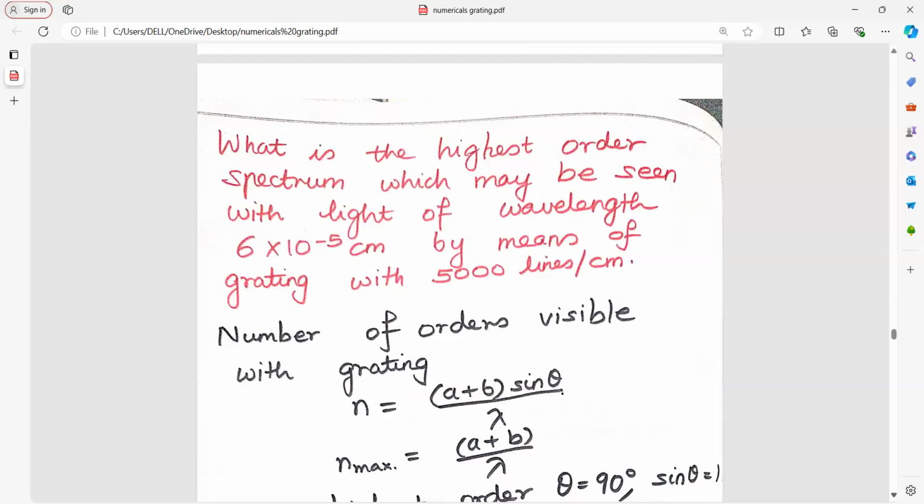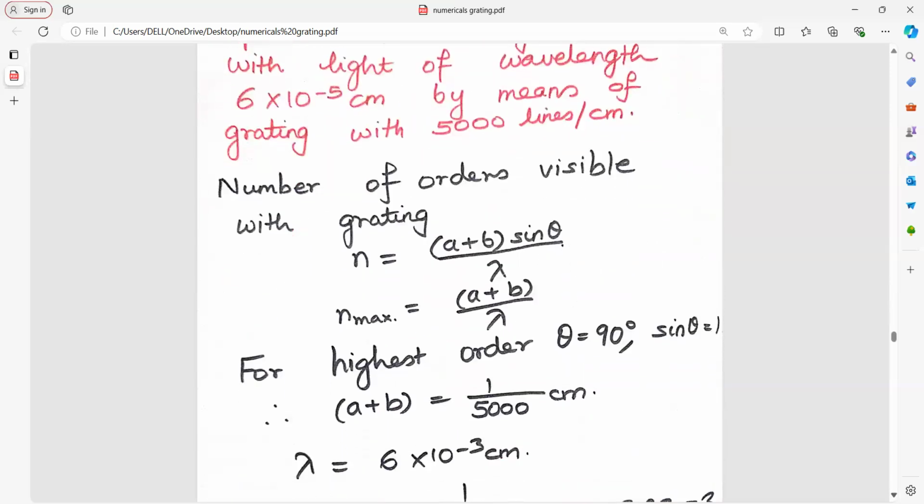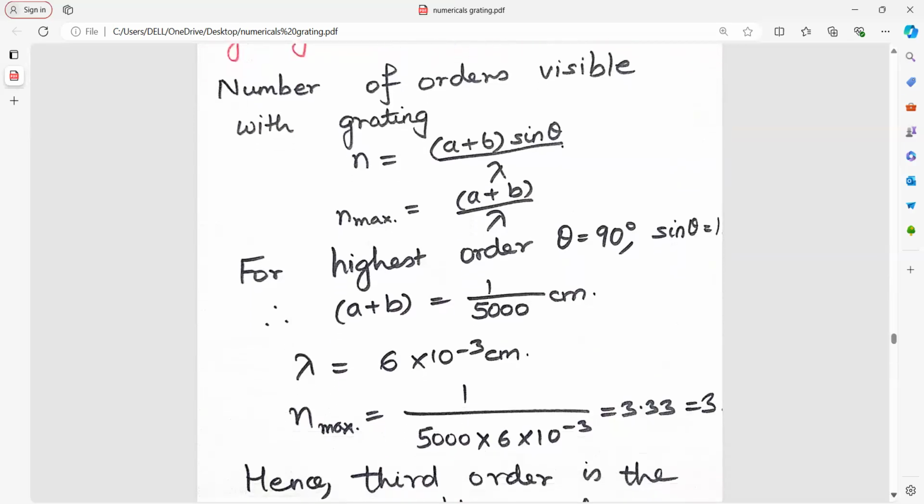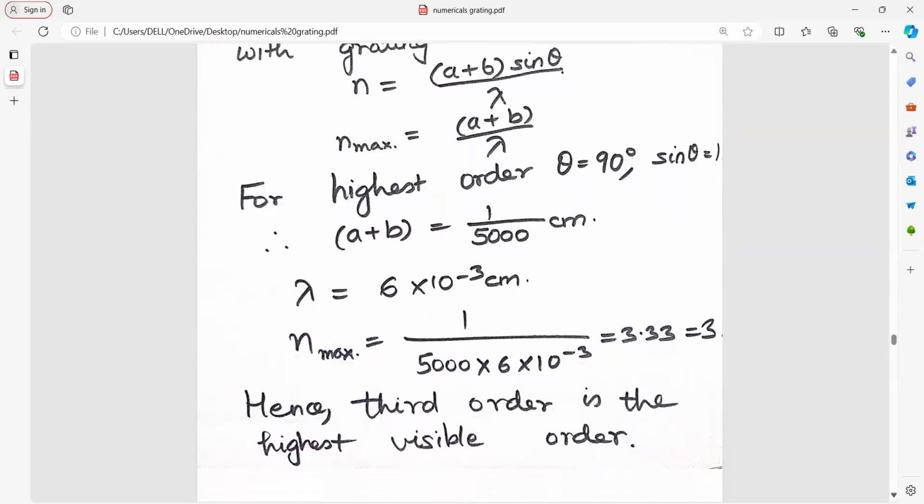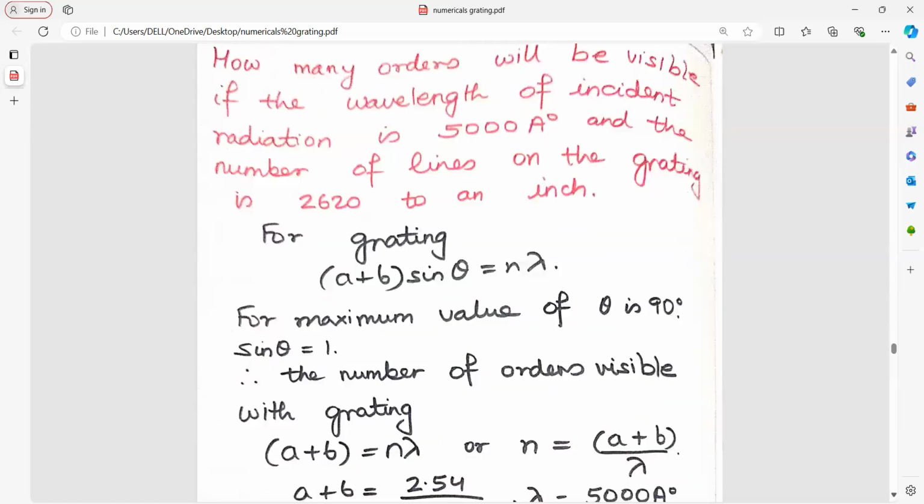Highest order spectrum which may be seen with light of wavelength by means of grating. Number of orders visible, n is equal to a plus b sine theta upon lambda, n maximum. See, for maximum value, theta is 90, so sine 90 is equal to 1. So a plus b is equal to 1 upon 5,000. So maximum value is coming out as 3. Third order is the highest visible order.